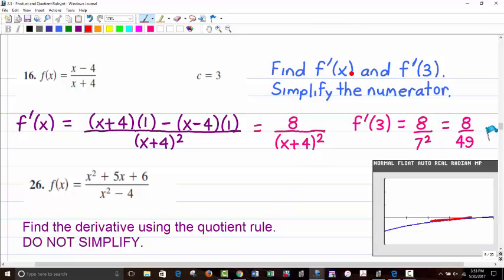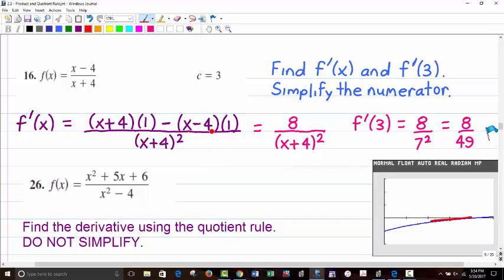And this one said simplify the numerator specifically, so we will. And it's real easy to simplify this one. I don't like for the simplifications to be too complicated. Bottom, x plus 4, times the derivative of the top, which is 1, minus the top, which is x minus 4, times the derivative of the bottom, which is also 1, over the bottom squared. And you multiply this out, what happens is the x's are going to cancel.